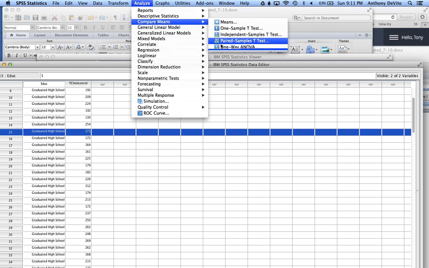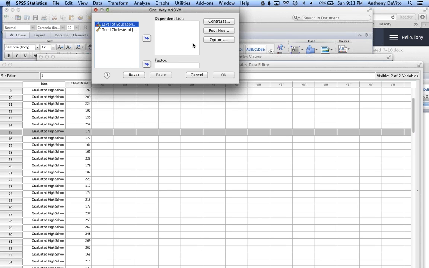Paired sample t-test is what we would do if we had each person in the test represented by two tests, in other words, a before and after for each person. Okay, and finally we get to one-way analysis of variance. Don't worry about what one-way means right now.